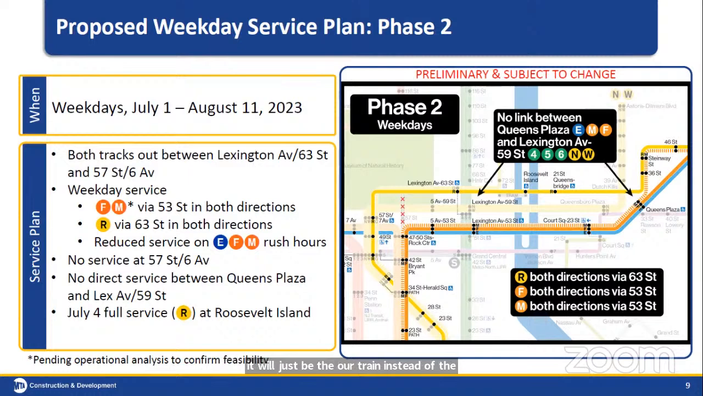There is no service at 57th Street, 6th Avenue during this phase as both tracks will be out. And with the R diverted to 63rd Street, no direct connection between Queens Plaza and Lexington 59th Street. We will still have the existing free MetroCard and OMNY out-of-system transfer between Lexington 63rd Street and Lexington 59th Street. And again, with 3 services planned to operate on 53rd Street, we will need to reduce peak EF and M due to the track capacities, and we're still evaluating the exact breakdown of that.